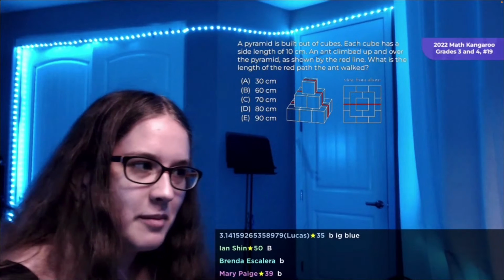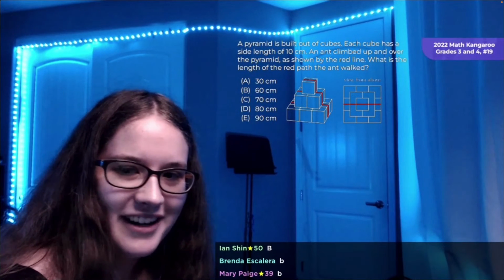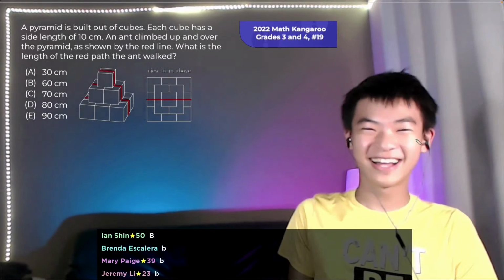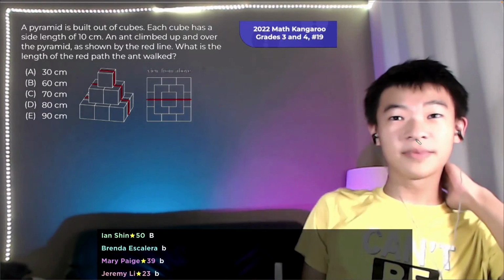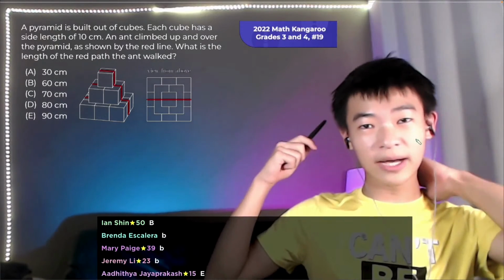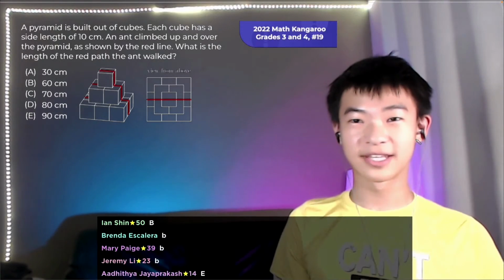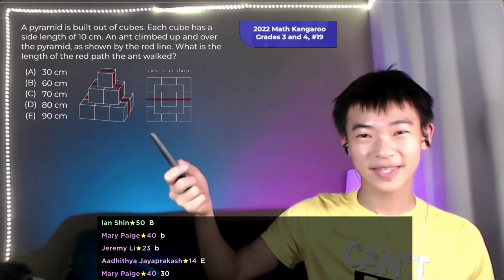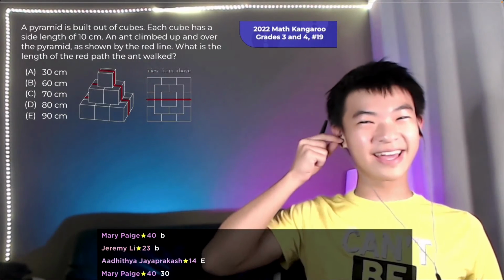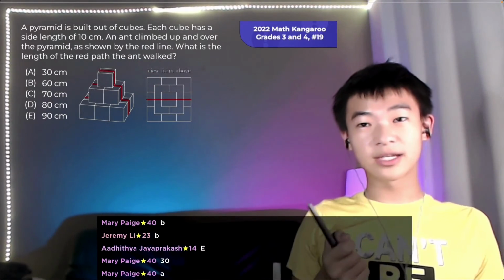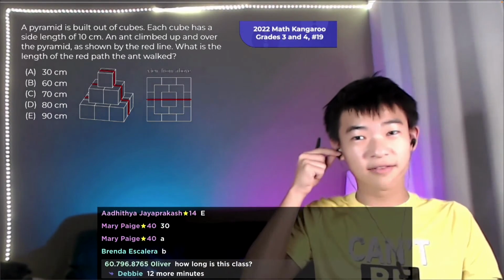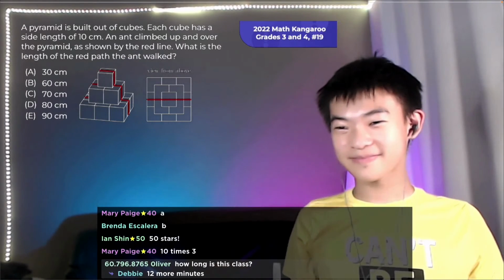English can be important, but math would be importanter, which is why I have a new math question for you. Here we go. A pyramid is built out of cubes. Each cube has a side length of 10 centimeters. Okay, that will be really important because look at the answer choices. They're all centimeters. So, you know, side length. An ant climbed up and over the pyramid as shown by the red line. Red line here, red line here. What is the length of the red path the ant walked?